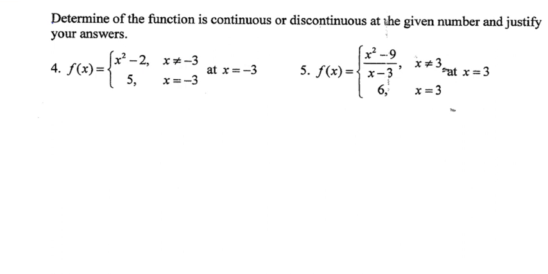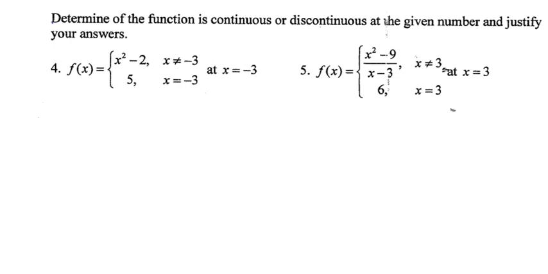AB Calculus homework help. This is an assignment I gave over this long weekend. It has to do with continuity: determining, verifying, and articulating. Here we have, in this case, determine if the function is continuous or discontinuous at a given number, and justify your answers. And we did 4 and 5 in class.